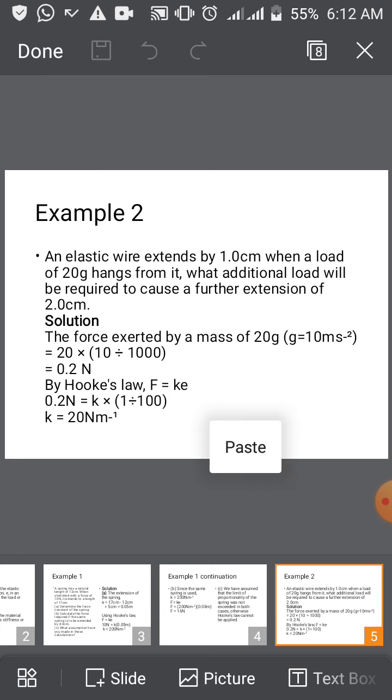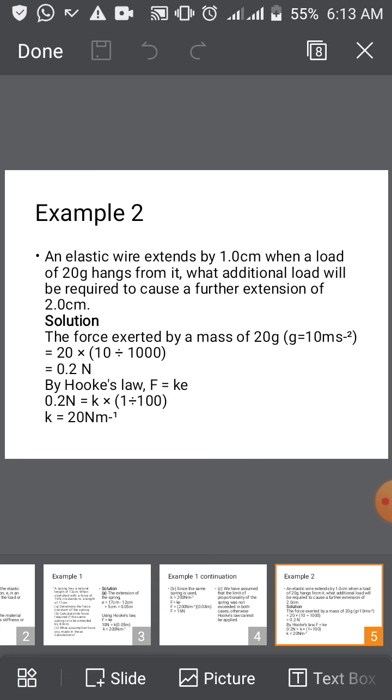Solution. The force exerted by a mass of 20 grams, with acceleration due to gravity equal to 10 meters per second squared. So to convert the 20 grams to Newton, we'll multiply the 20 grams by 10 and divide by 1000. The division by 1000 is to convert it to kilograms, while the multiplication by 10 is to convert it to force in Newton.